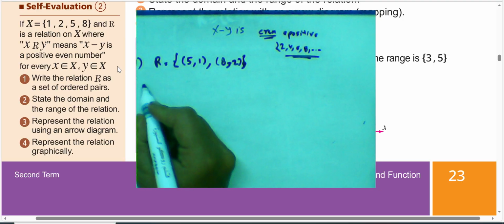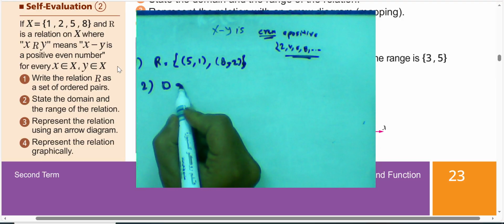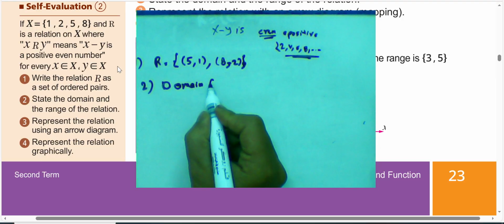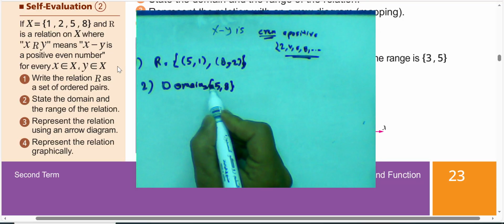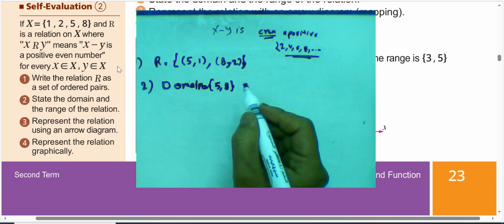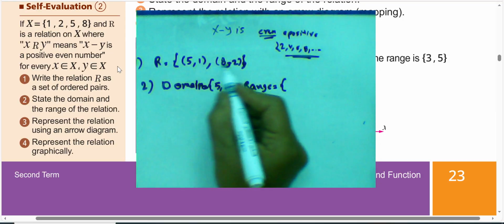This is question number 1, the relation. Number 2, state the domain and the range. The domain will be equal to 5 and 8. And the range, we have 1 and 2.